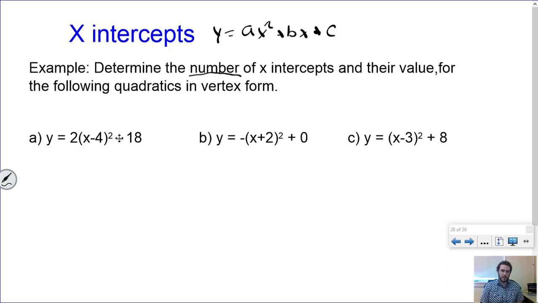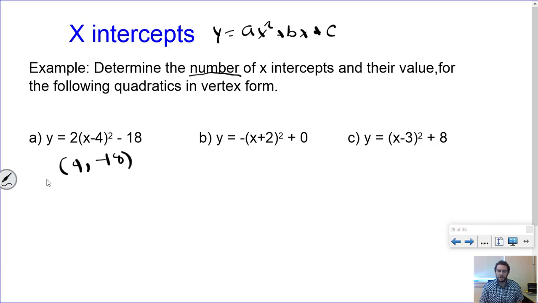When you look at your quadratic in vertex form, we have our vertex, right? We know what the highest point or the lowest point is going to be, and we know the direction of opening. So for example, this quadratic right here, letter A, what is the vertex of this quadratic? Well, it's (4, -18).